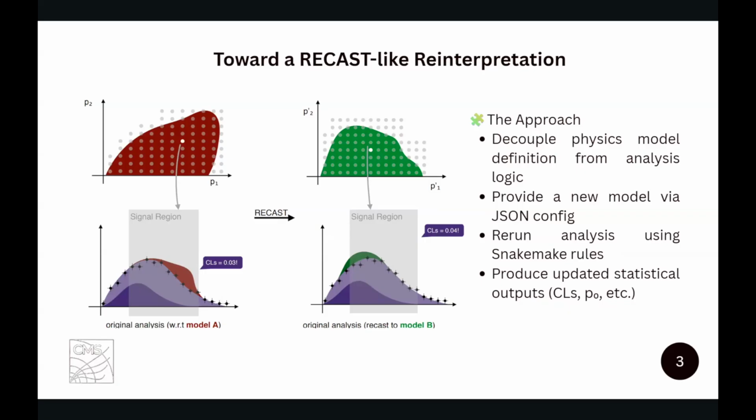The main idea behind RECAST-like reinterpretation is to decouple the physics model from the analysis logic. Instead of modifying analysis code every time we test a new model, we can provide model parameters via simple configuration. Then the analysis can be automatically rerun to produce updated statistical results without changing the core code. This concept is especially powerful for open data analyses where community members could later reinterpret results under new physics hypotheses.